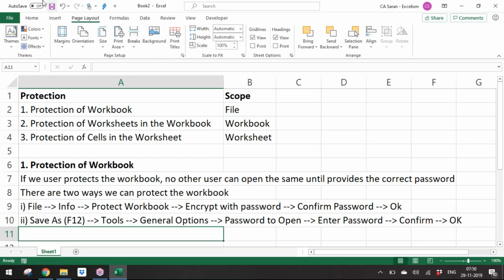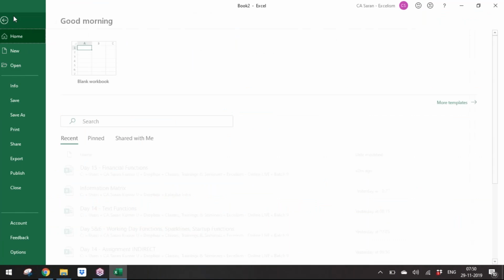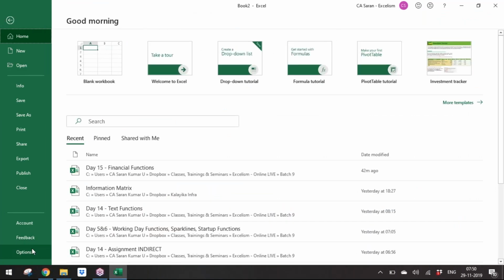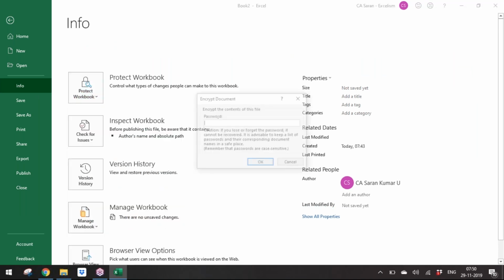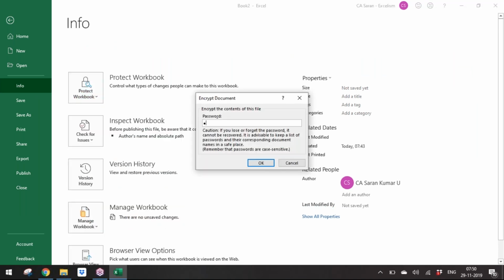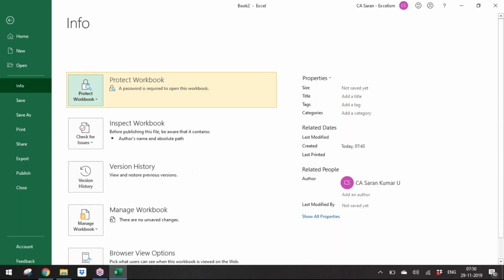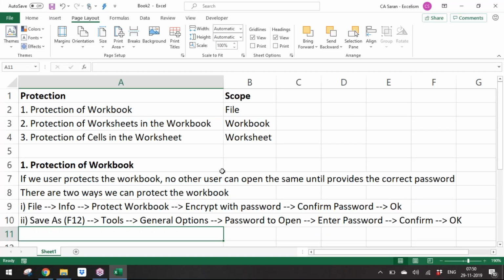Let's look into the first one. I'll just go to File, then Info. Then I'll go to Protect Workbook. Are you finding Encrypt with Password? Just click it. Just give the password. Then confirm the password. Now let's go back. Now this is one method.